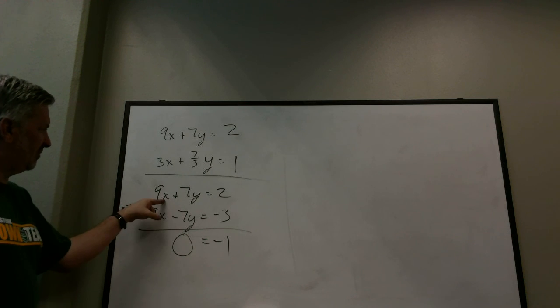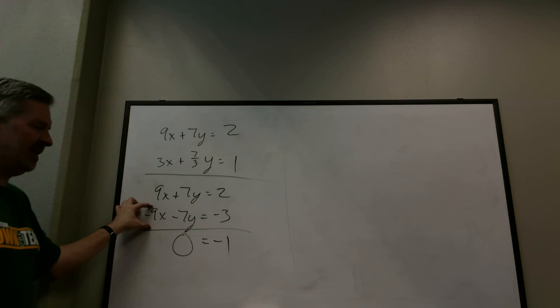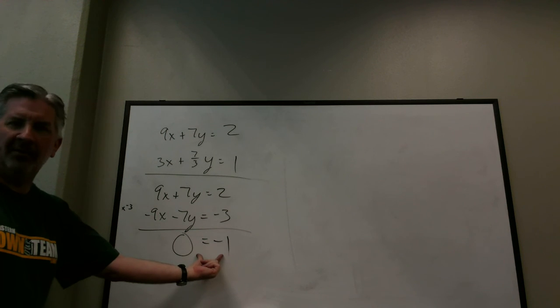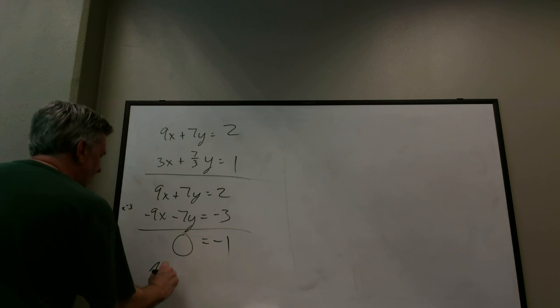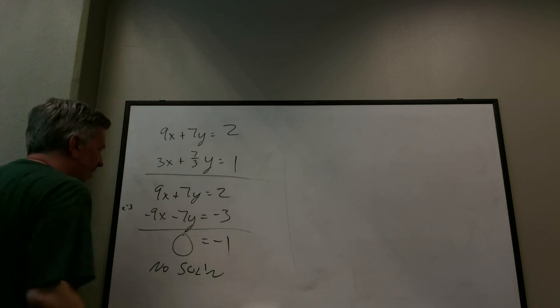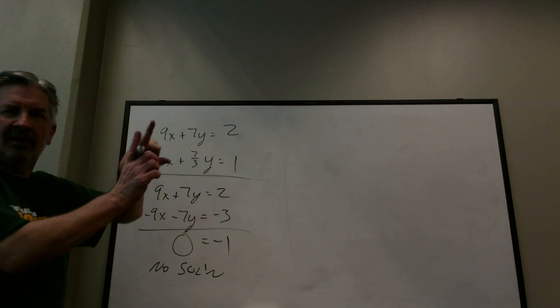So if there's a solution that makes this true and makes this true, you wind up with a problem. 0 equals -1 doesn't make any sense. So the way you interpret that is there's no solution. There is no ordered pair. These lines are parallel. That's what's happening here.